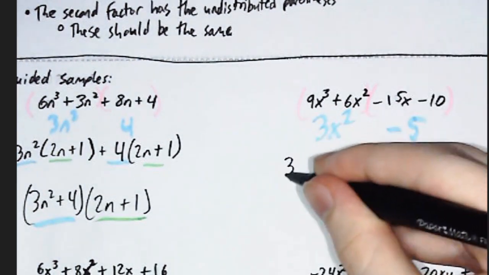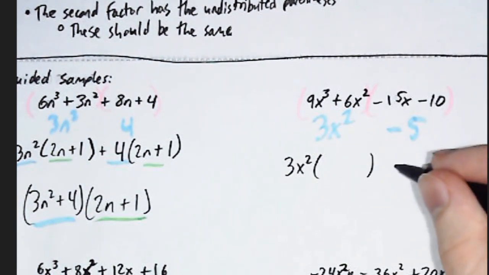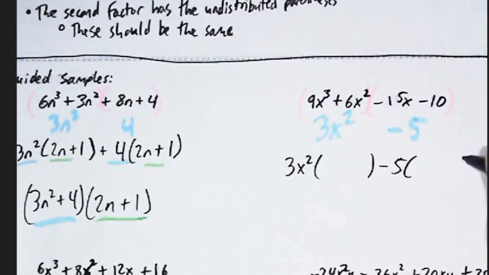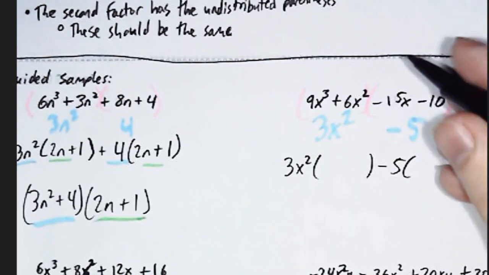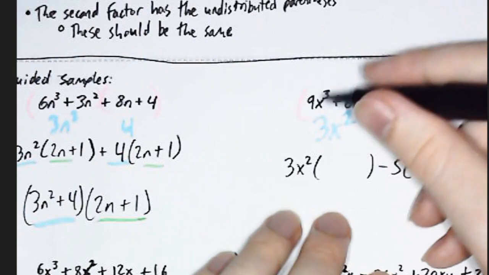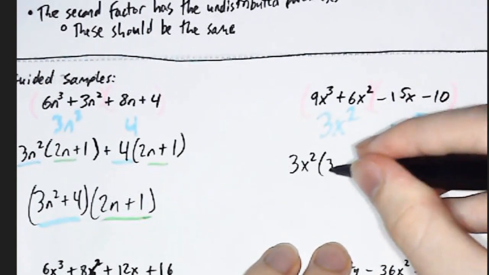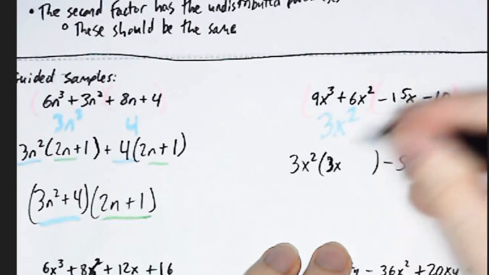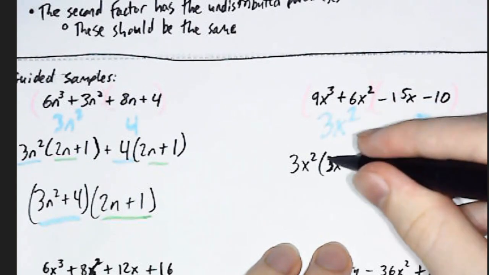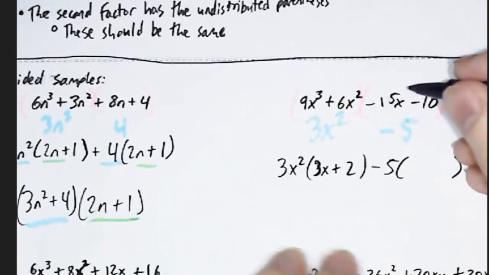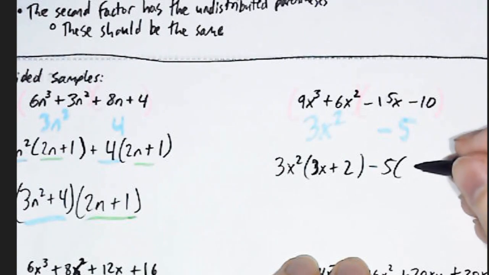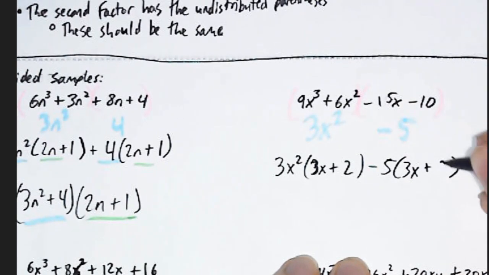So we've got 3x squared minus 5 times something. Alright. Now we're going to undistribute a 3x squared from our first group. 9x cubed divided by 3x squared is 3x. 6x squared divided by 3x squared is 2. Negative 15x divided by negative 5 is 3x. And negative 10 divided by negative 5 is positive 2.